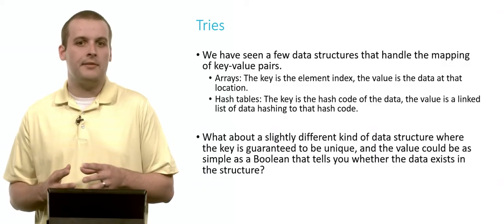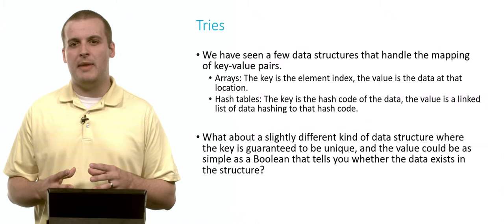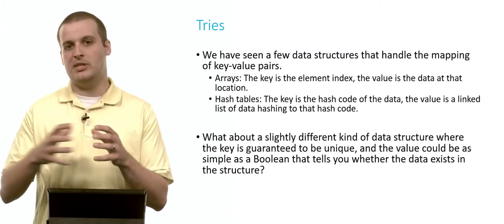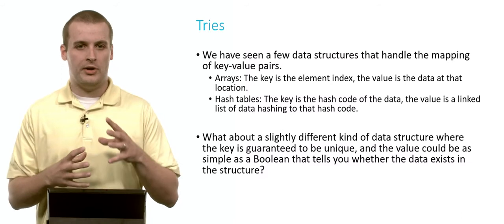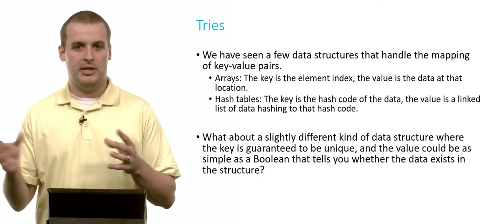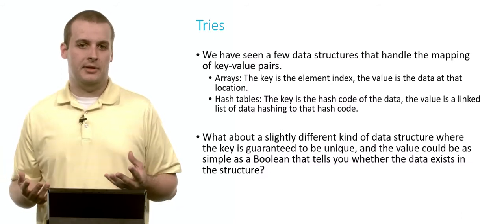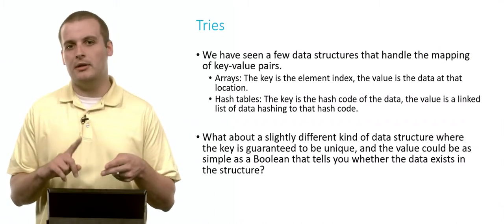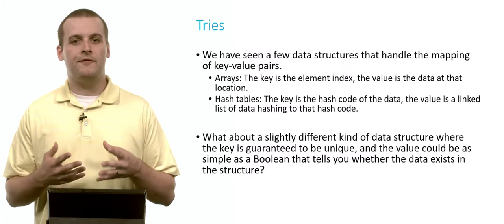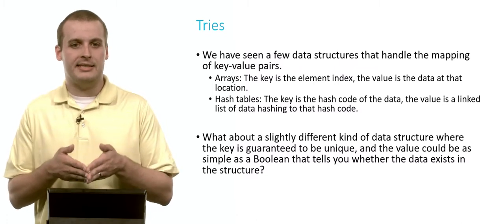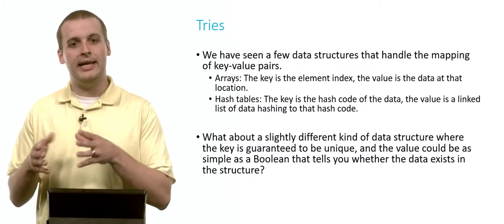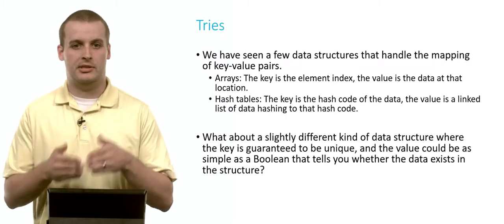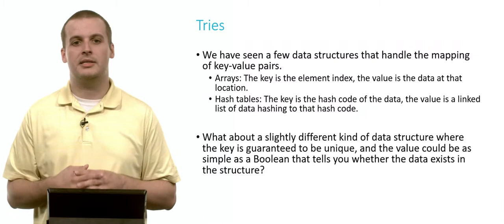So we've seen several different data structures that handle the mapping of so-called key-value pairs, mapping some piece of data to some other piece of data so we know where to find information in a structure. For an array, for example, the key is the element index, array location 0, array location 1, and so on. And the value is the data that exists at that location. So what is stored in array 0? What is stored in array 1, versus just 0 and 1, which would be the keys.